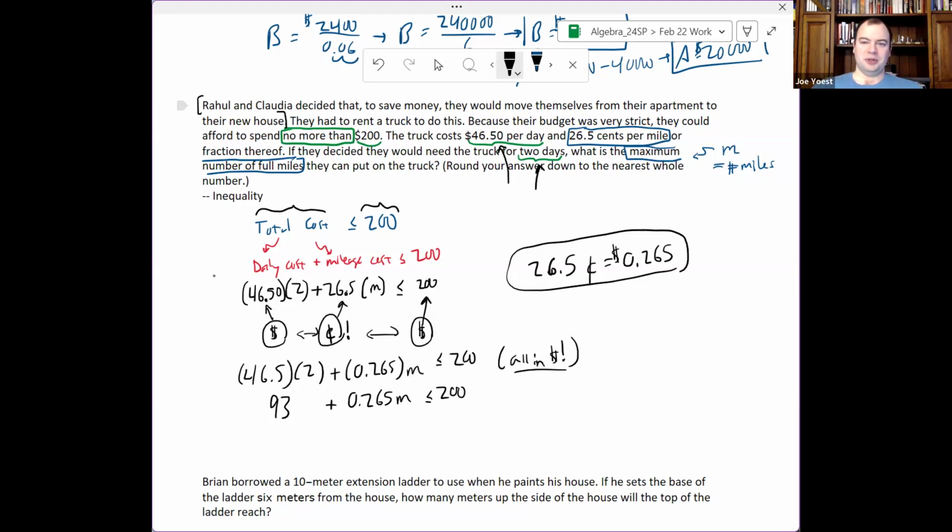What's the maximum number of full miles? I know that my mileage is charged as 26.5 cents per mile. What's the number of full miles? Maybe I'll call that the variable M, the number of miles they can drive the truck. Round your answer down to the nearest whole number.